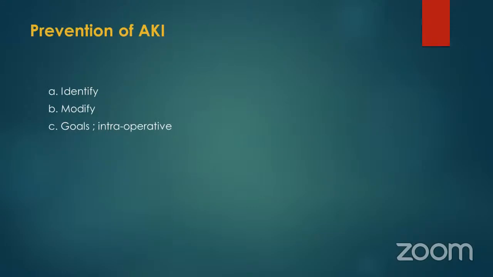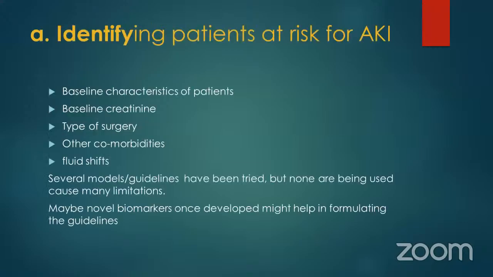For prevention of AKI, we can look into three broader headings: identify the risk factors, modify any factors involving the kidney injuries, and goals for the intraoperative period, how we can manage intraoperatively. So identifying the patient risk factors of AKI basically means considering the baseline characteristics of the patients, whether it's a diabetic or hypertensive, or whether he has any other coexisting morbidities. Baseline creatinine is most important.